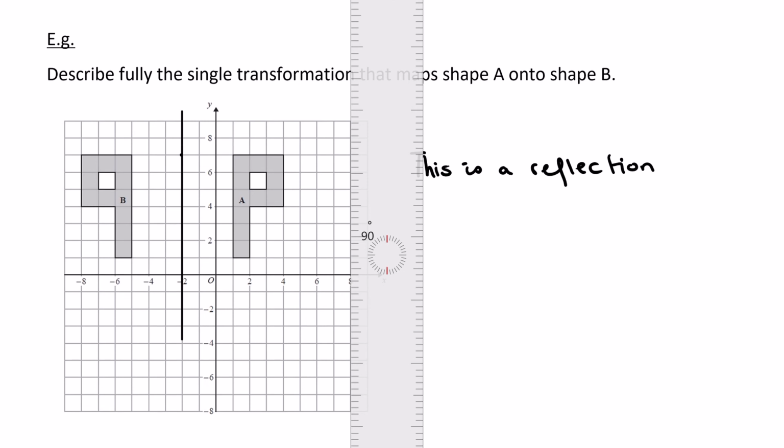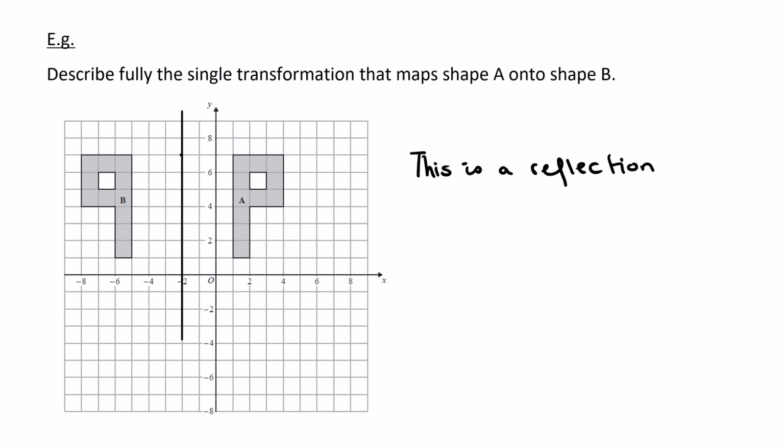So this is a vertical line. So it's going to be an X line because it cuts the X-axis, and it cuts the X-axis at -2. So this is a reflection in the line X equals -2. You could say in the line, or you could say in the mirror line. It doesn't matter, it means the same thing. So this is a reflection in the line X equals -2, and you would get full marks, 2 marks usually for these type of questions.